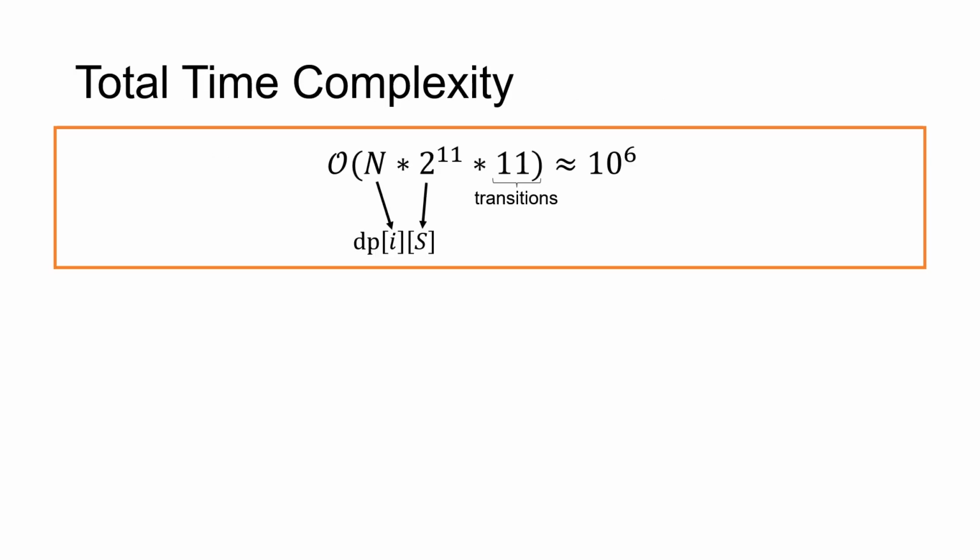At the end of this video, let's calculate the total time complexity. The execution time of dp can be calculated as the size of dp times the number of transitions. So it is n times 2 to the 11th times 11. N is at most 100, and 2 to the 11th is about 2000. So the total time complexity is about 10 to the 6, which is acceptable. We have successfully solved this problem, and I have completed the explanation.